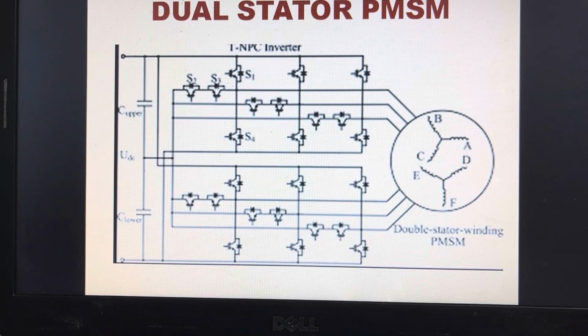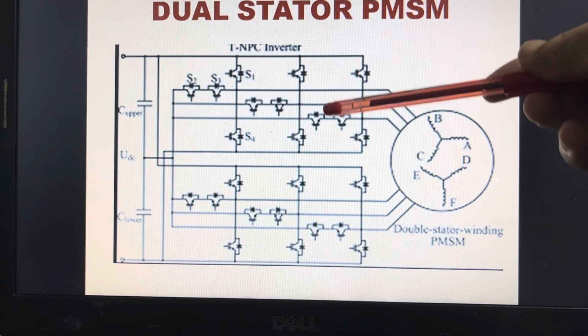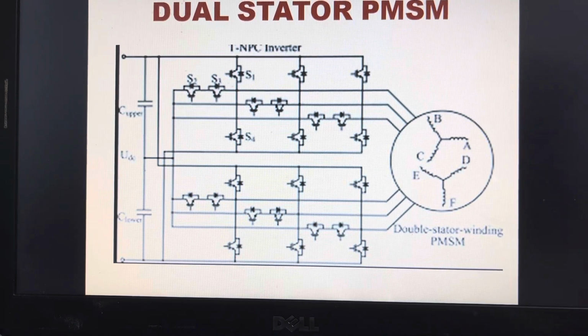So a dual stator PMSM will have two inverters. This is inverter 1, this is inverter 2, two stator windings. Generally at the time of starting, we use both the inverters, both the stator windings to produce more power. Whenever vehicle is overtaking the other vehicle, then also we use both the inverters so that more mechanical power is produced.